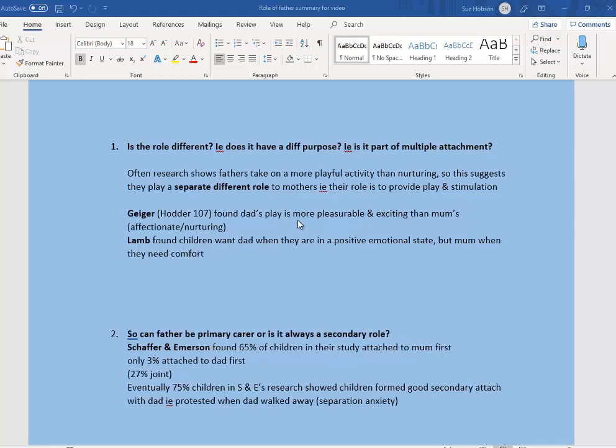So Geiger found dad's play is more pleasurable and exciting than mum's, and Lamb found that children want dad when they're in a positive emotional state, but mum when they need comfort. Therefore, the second one: can father be the primary caregiver, or is it always going to be a secondary role? Schaffer and Emerson found 65% of children in their study attached to their mum first, and at that time only 3% attached to dad. Eventually 75% of the children formed good secondary attachments with their dads. In other words, they showed separation anxiety when their dad walked away.